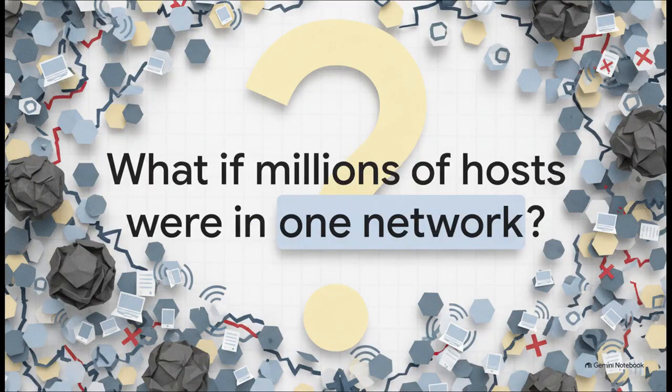Which leads us to a pretty terrifying thought experiment. What would happen if the millions of hosts attached to the internet were all grouped into one massive, flat Ethernet network, and every single one of them was using broadcasts to find each other? It would be absolute chaos. The entire system would immediately grind to a halt under the weight of billions of devices constantly screaming their permanent names into the void. Because of this, large Ethernet networks with tons of hosts are just inherently inefficient.